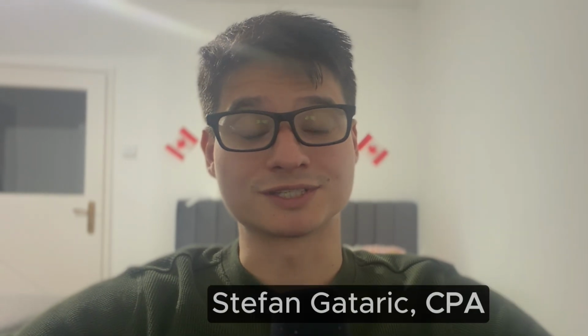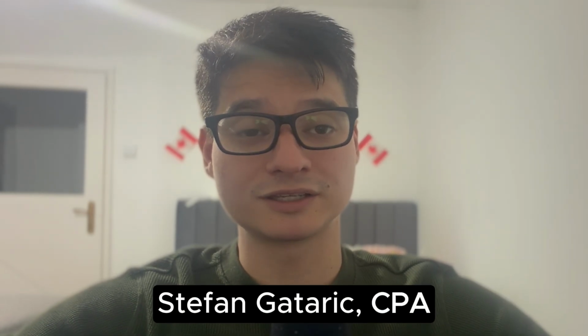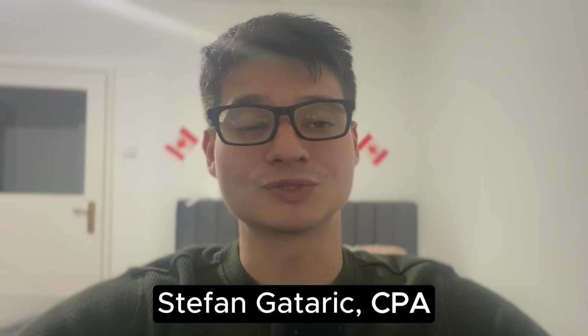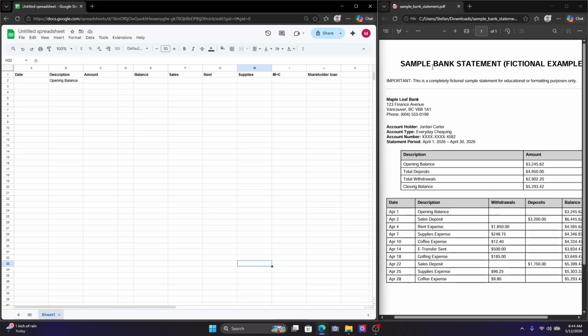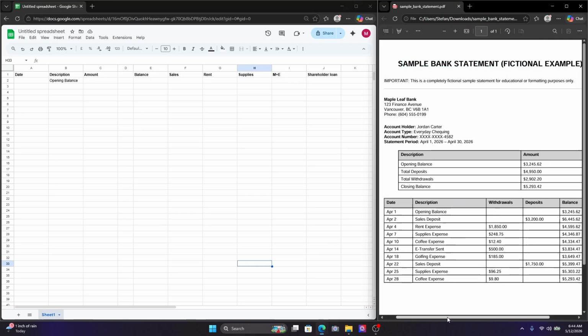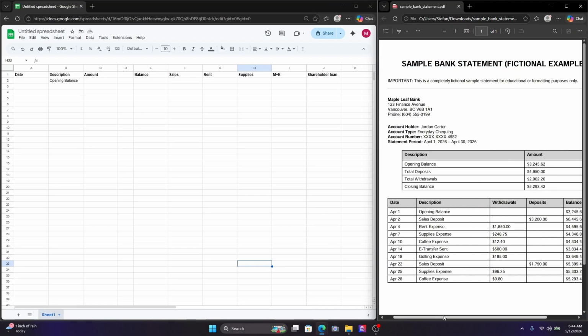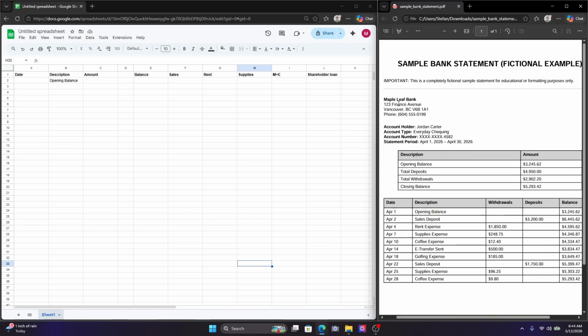Small business owners, you're going to learn how to do a bank reconciliation and create your financial statement using just one adjusting journal entry. Here you can see the sample bank statement that was made to demonstrate how to do a bank reconciliation. You have your opening balance, your closing balance, your total deposits and withdrawals. These are very important for us.